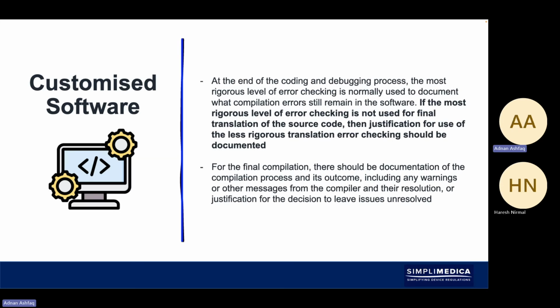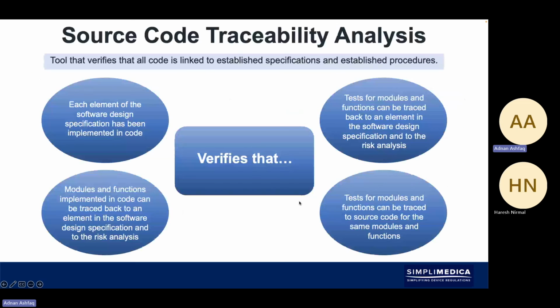So once you've done the coding and the debugging, there can be a rigorous level of error checking to make sure that the software is still operating and that there are no further errors in the code. And then you might need to make justification and then mitigate those risks within the code.